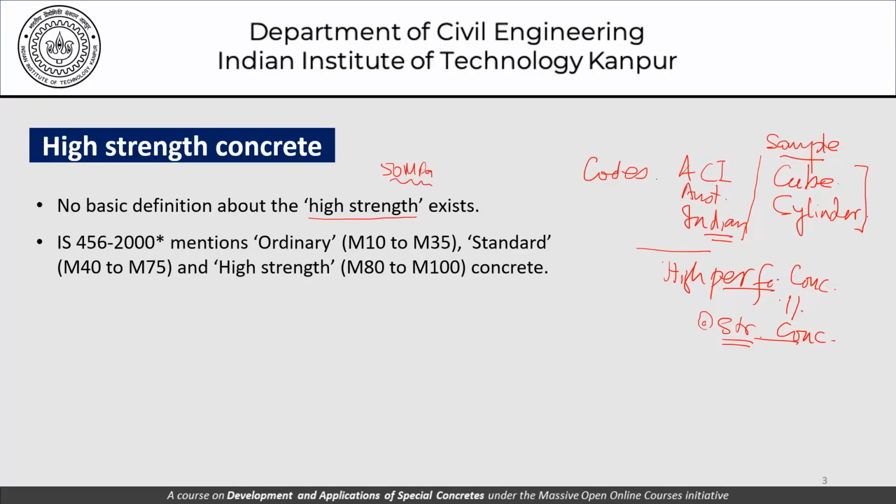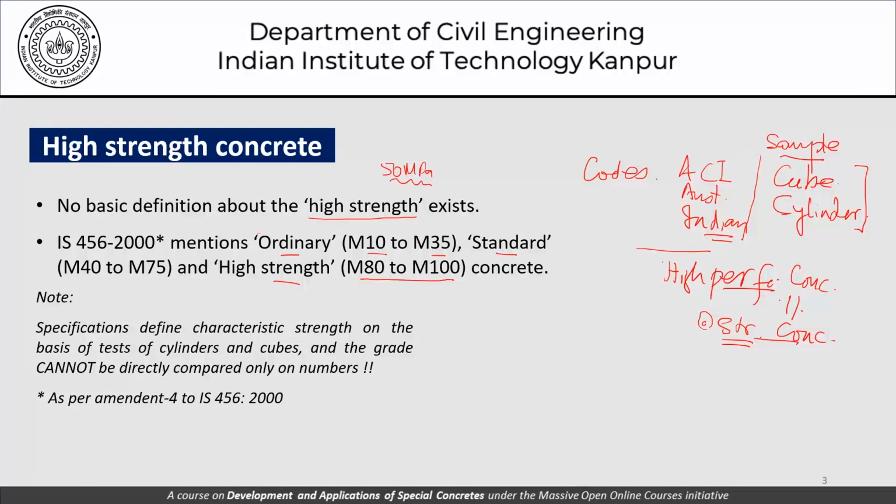IS 456-2000 divides concrete into three parts: ordinary, standard, and high strength. Ordinary concrete is between M10 and M35, standard concrete is between M40 and M75, and high strength concrete, as far as IS 456 is concerned, is concrete higher than M80, where M80 refers to a mix which has a characteristic strength of 80 MPa. The specifications define characteristic strength on the basis of tests of cylinders and cubes, and as we've already discussed, the grades cannot be directly compared only on numbers.